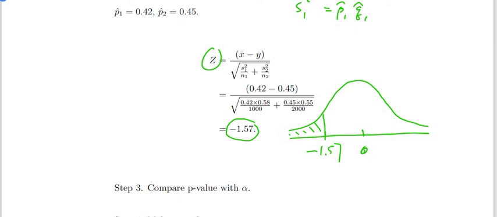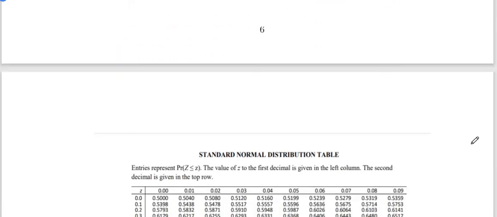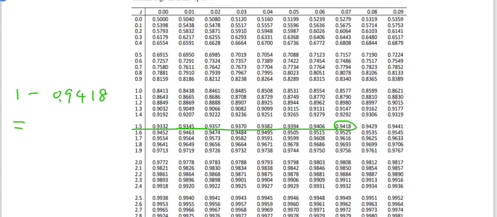So we just check 1.57, then take 1 minus that value. So this is the p-value, and it equals 0.0582.